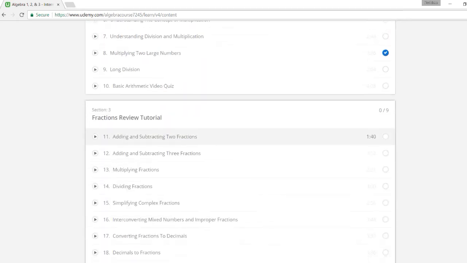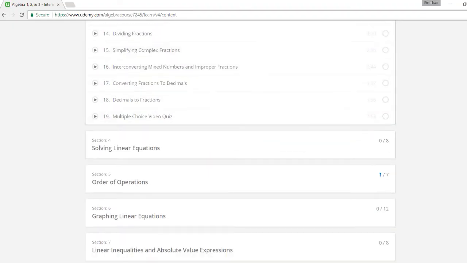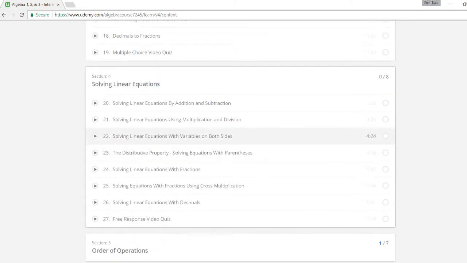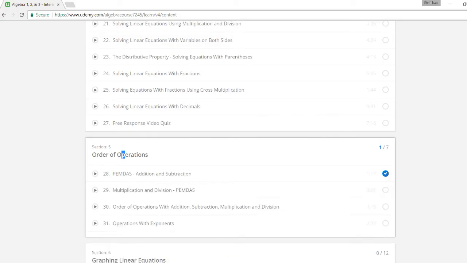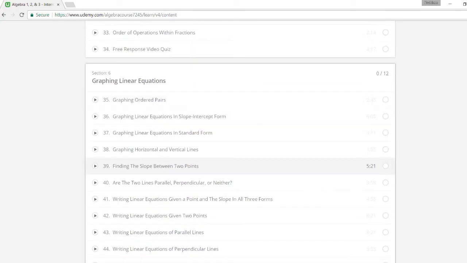It covers long division, multiplying two large numbers, and things like that. The next tutorial is on fractions. Adding, subtracting fractions, multiplying, dividing fractions, converting fractions into decimals, and so forth. So you can also take a look at that. Next, solve linear equations, which we covered, and just more examples if you need more help with that. The next topic, order of operations, which is also useful.